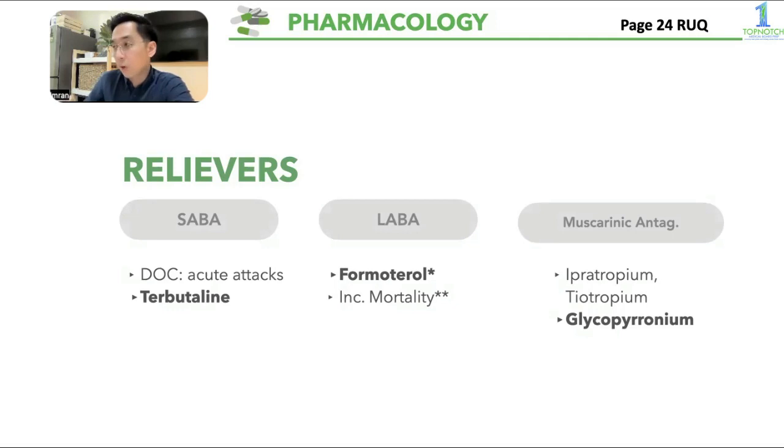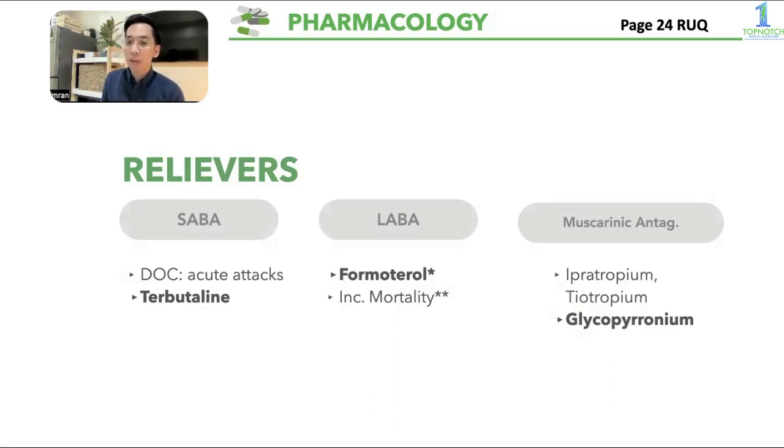However, no, if we recall, dun sa latest na GINA guidelines natin, indicated na yung formoterol plus ICS for even acute attacks. Kasi yung salbutamol, no, hindi na siya ganun ka-recommended for that, no? So we shifted na to formoterol. Formoterol is really a long-acting bronchodilator, no? It falls under your LABA. However, we have to remember that it also has a fast onset, no? Agad-agad yung onset niya. Kaya nagkakaroon din siya ng effect for acute attacks, no?